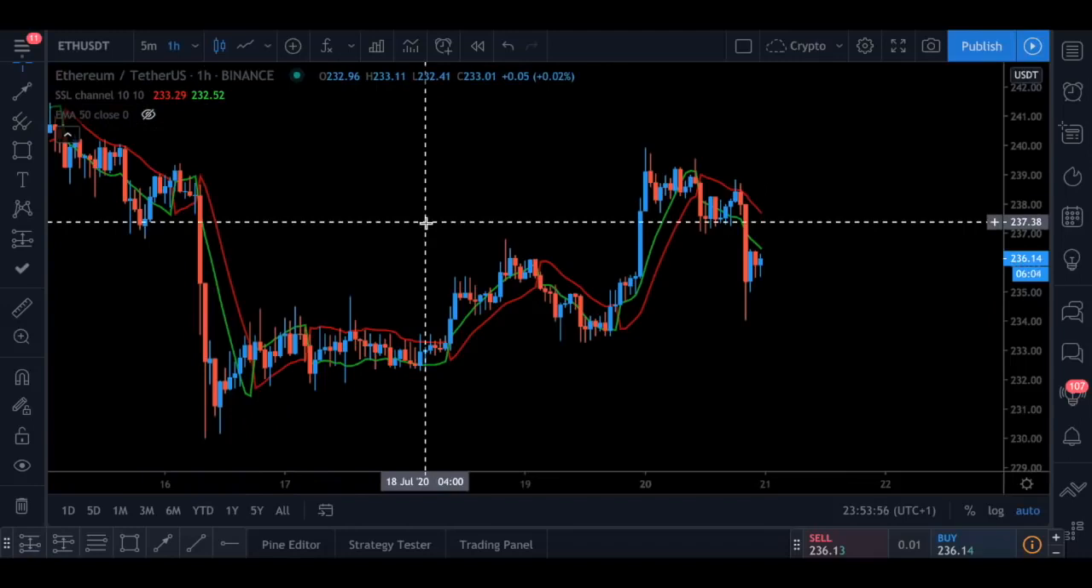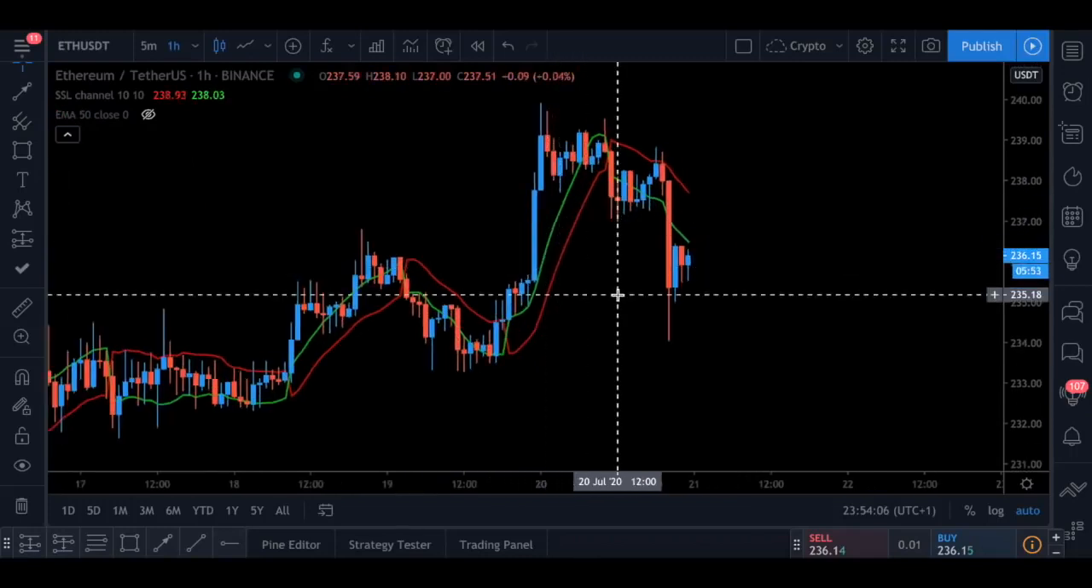So we're just going to start off on the 1 hour. On the 1 hour, we just need the SSL channel, and on the 5 minute, we just need the 50 EMA. So we're only using 1 at a time, which makes it even easier. So for example, let's just see if we can find a trade here.